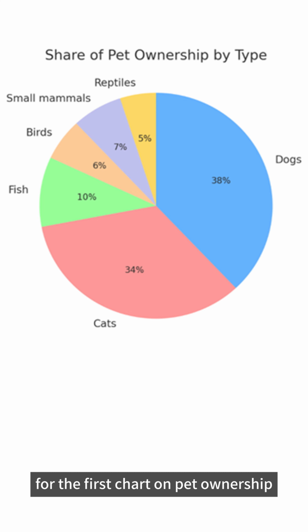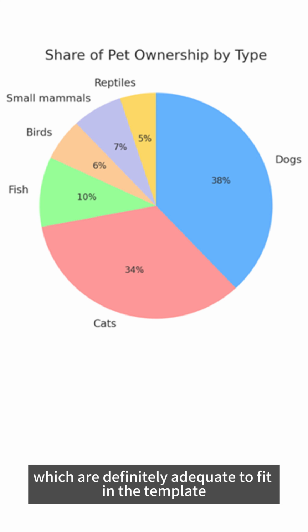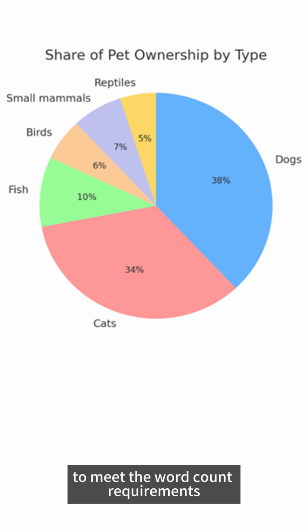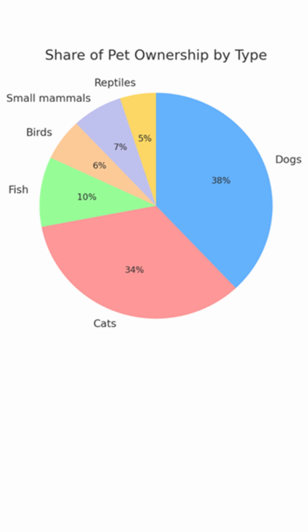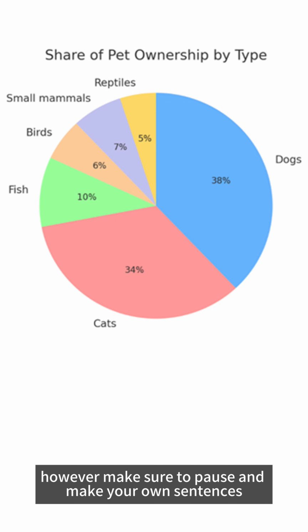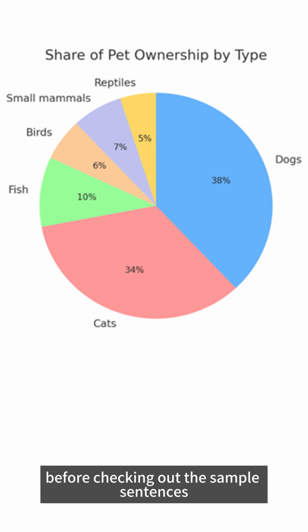For the first chart on pet ownership, I will lead you to pick out three main points, which are definitely adequate to fit in the template. You can make some modifications like picking only 2 out of these 3 points to meet the word count requirements. For each major point, I will share with you a sample sentence. However, make sure to pause and make your own sentences with the help of the sentence patterns we learned in previous videos before checking out the sample sentences.